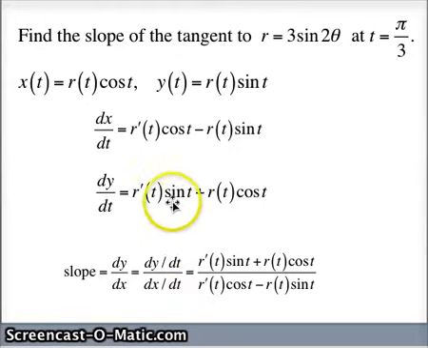dy/dt, this thing, r prime of t sine t plus r of t cos t, that's our numerator. dx/dt, here, r prime of t cos t minus r of t sine t, is our denominator. And this is a formula that we can use to determine the slope of the tangent line for a polar graph. But as you can see, it's fairly easy to derive.